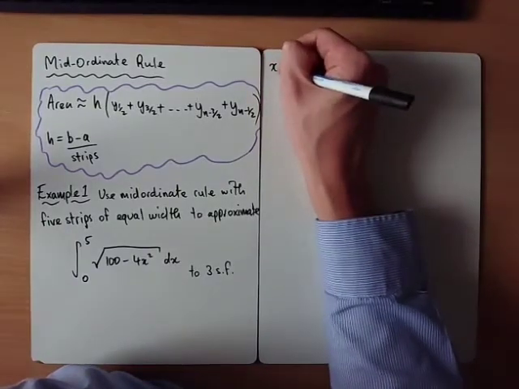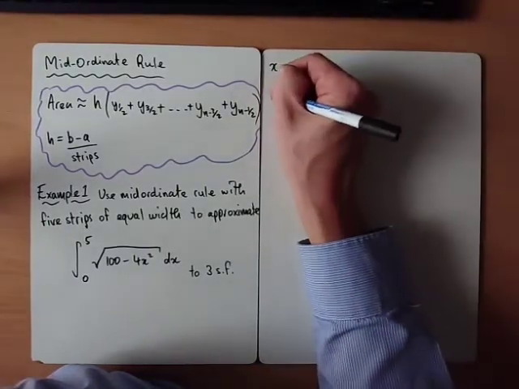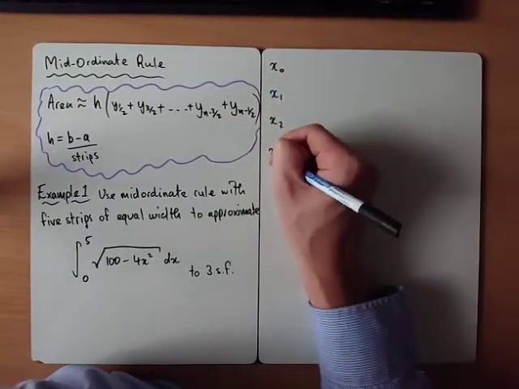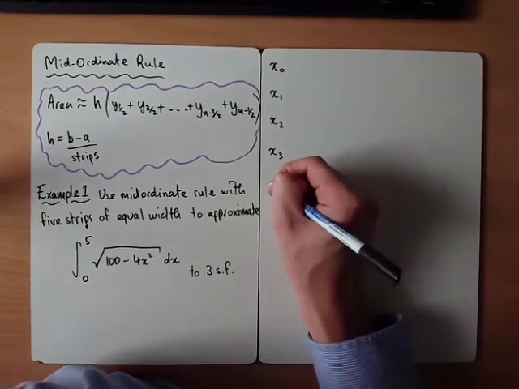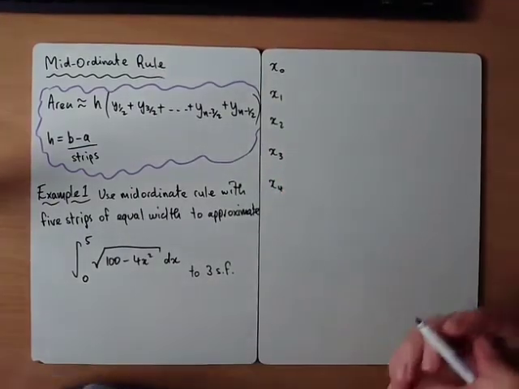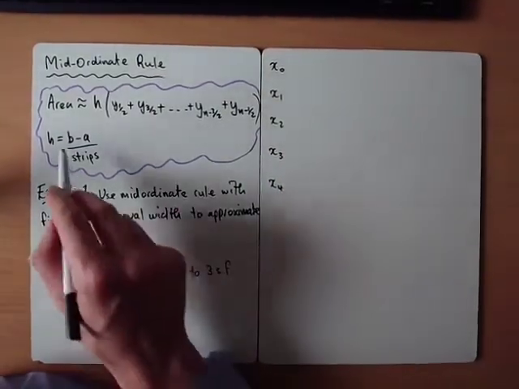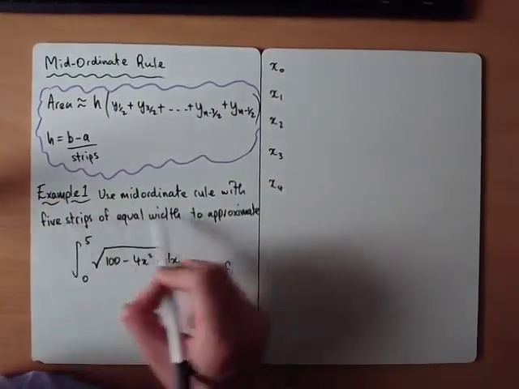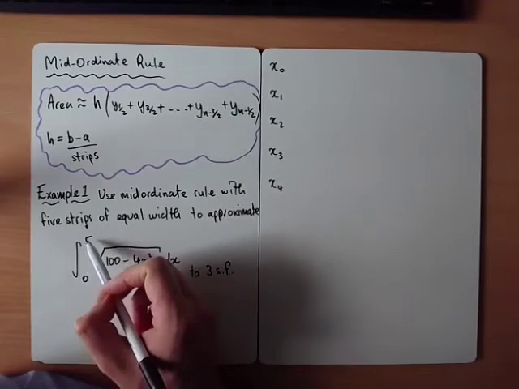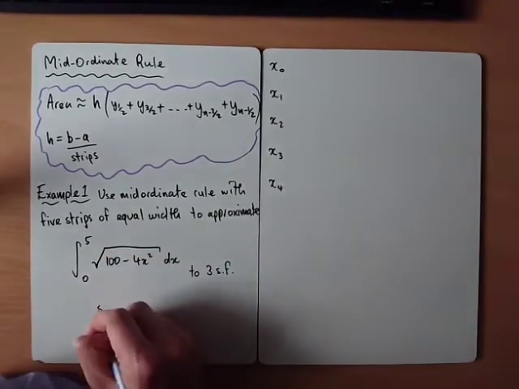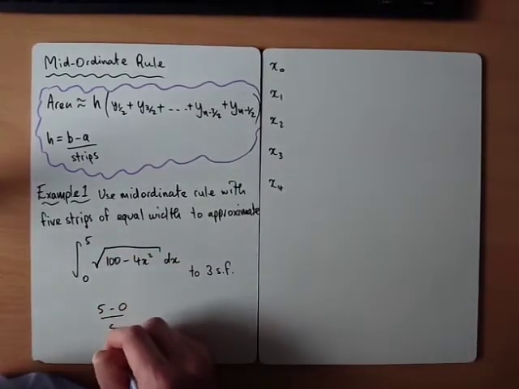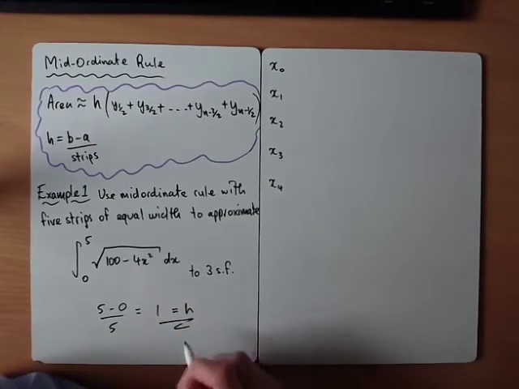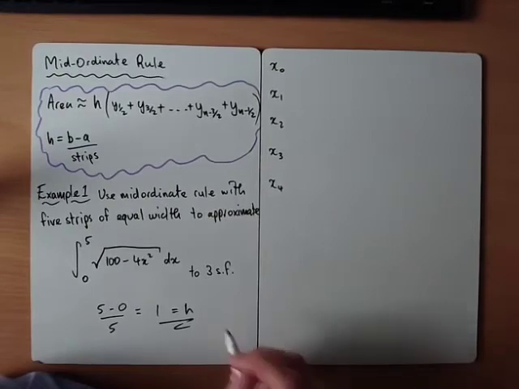So if you've got your x values, x0, x1, x2, x3, and x4. Now if you think about it, I suppose the first thing we should calculate is the width of our strip. It should be obvious, if you're going from 0 to 5 and you're using 5 strips, clearly h is going to equal 1 in this question, isn't it?